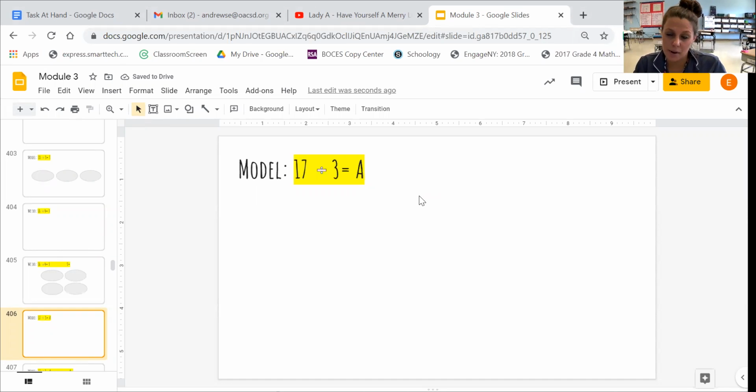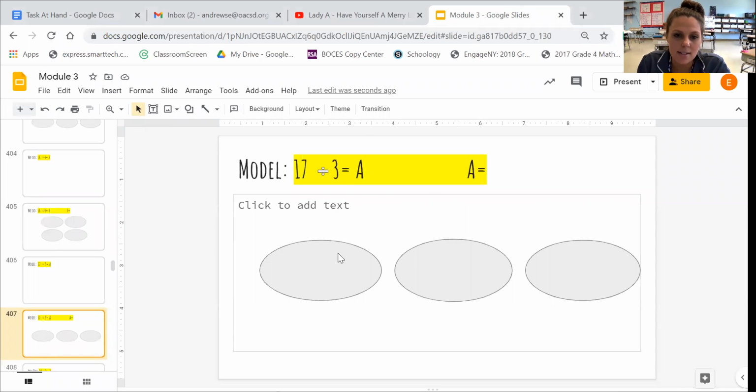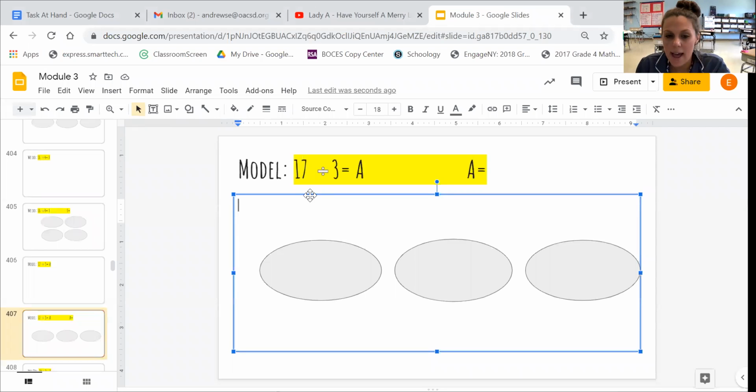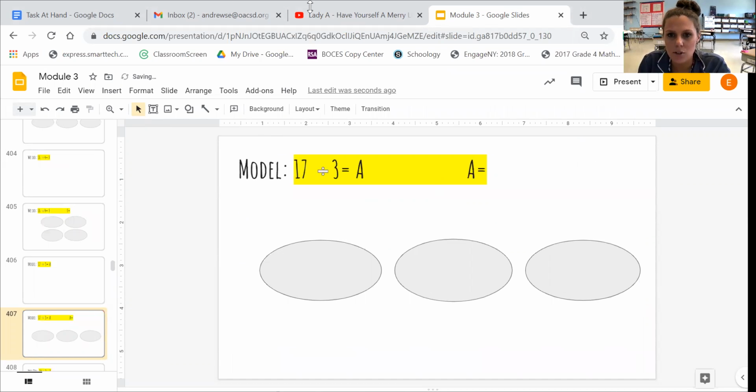17 divided by 3. A dividend of 17 divided by a divisor of 3 equals a quotient of, let's get started. I like to think of cookies, friends. So I have 17 cookies. I'm dividing them with 3 friends. So I'm going to go ahead and divide. I'm going to count to 17. Watch me.